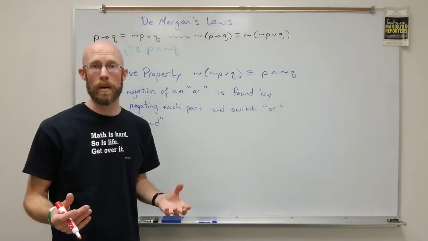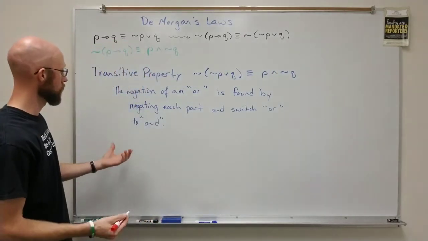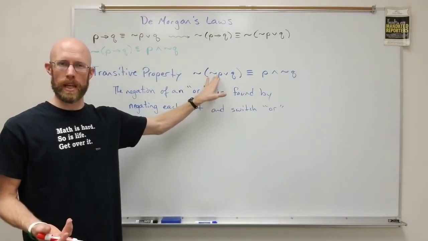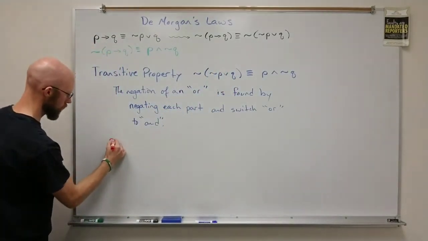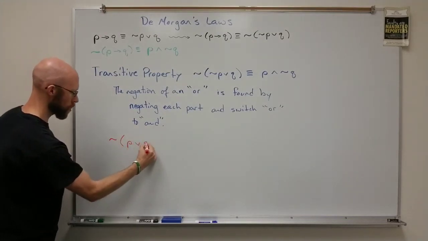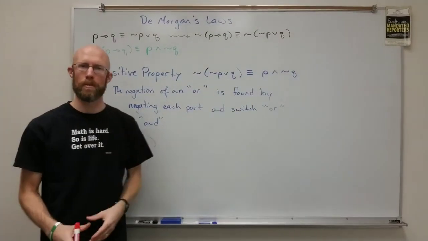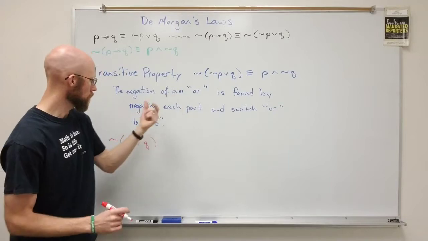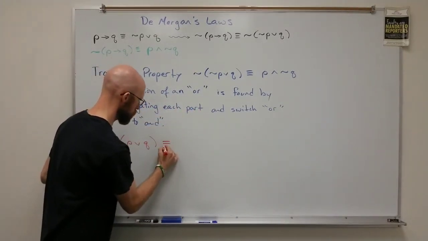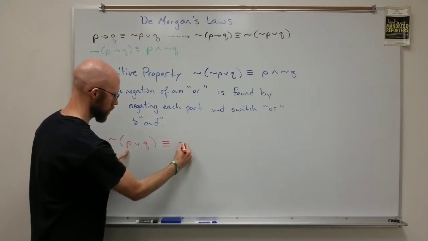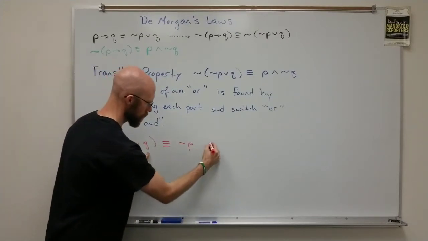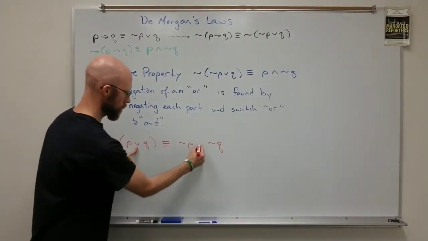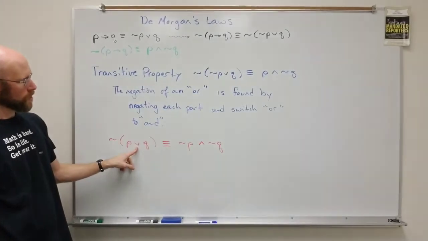Now maybe I could clean that up without so many negations involved. So let's take a look at that. If I just had the negation of a simple disjunction, ignore the negation that's already in there. Let's just say the negation of P or Q, right? That's a little bit simpler. Clean it up a little bit. Negation of an or is found by negating each part. So it must be equivalent to the negation of P, that's that part, the negation of Q, negation of each part, and switching or to and. So the or becomes an and, all right? And so that cleans it up a little bit.